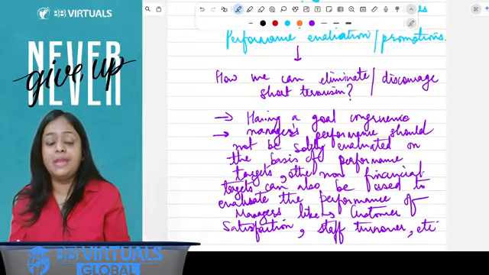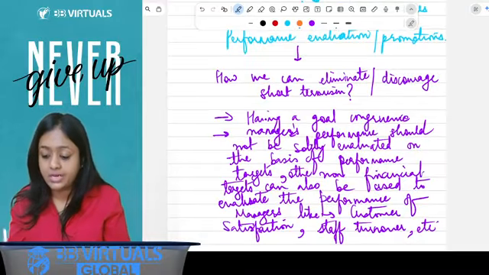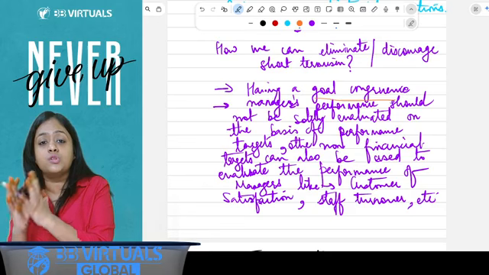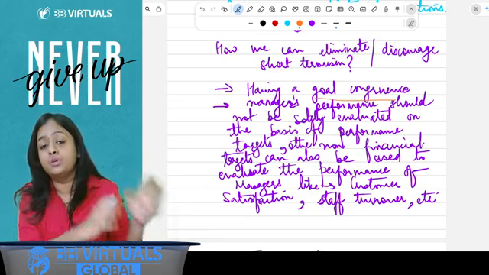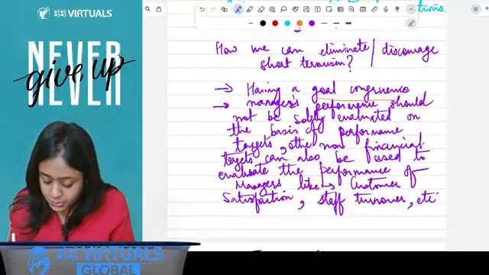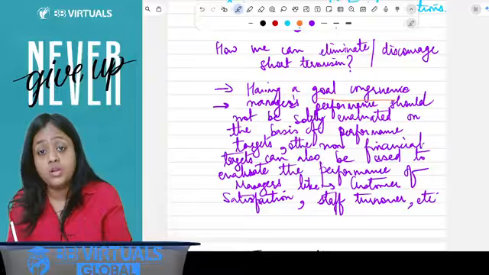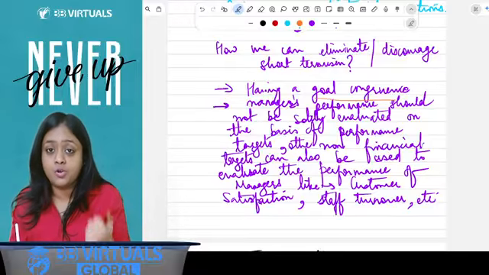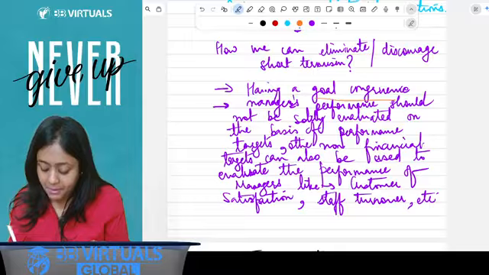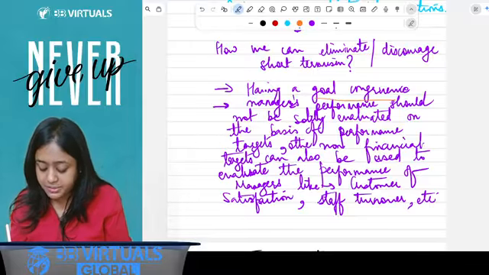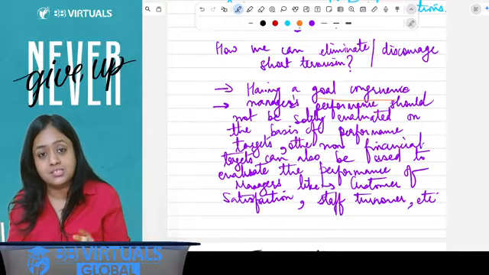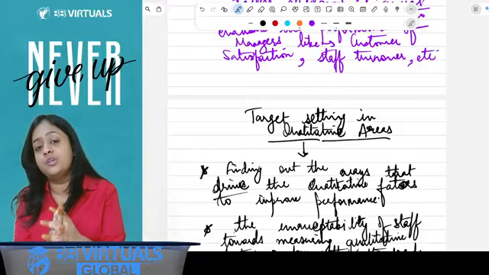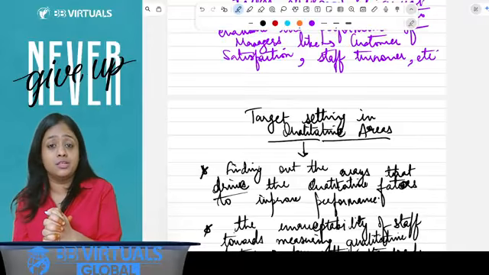Now, how can we eliminate or discourage short-termism? We can eliminate or discourage short-termism by having a goal congruence, that is, the individual goals of the managers or the divisions is congruent with the business as a whole. And manager's performance should not only be evaluated on the basis of the performance of its division or the return earned by its division overall, but it should be also based on other non-financial performance targets, like how much was the customer satisfaction, how much was the staff turnover, all these factors also. So a combination of this should be used to evaluate managers' performance.